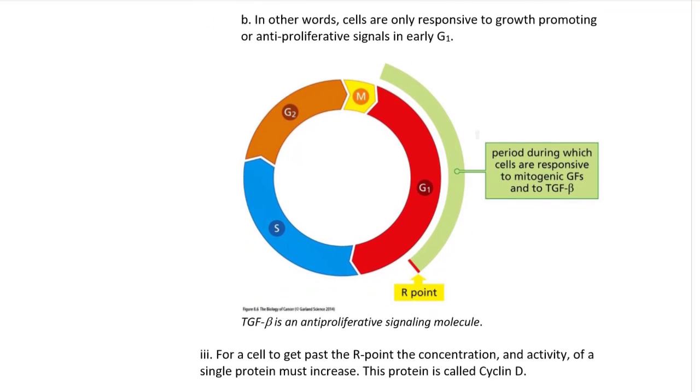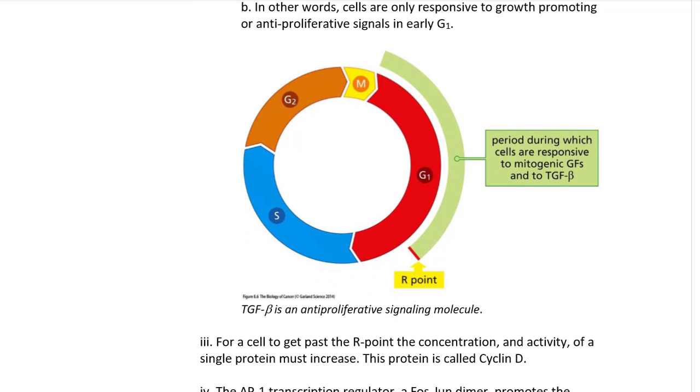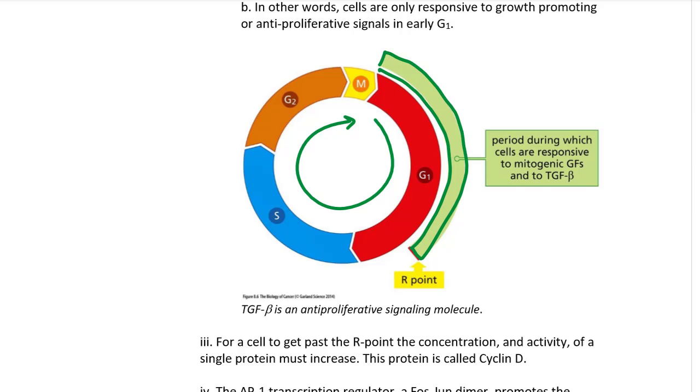So what this picture is showing you is the cell cycle, and the cell cycle is moving like this. It is only during this period, starting at G1 all the way through to this restriction point, this R point, that growth-promoting or growth-inhibitory signals can be perceived by the cell. After the R point, the absence or the presence of any of these signals will have nothing to do with whether the cell will go all the way through mitosis.